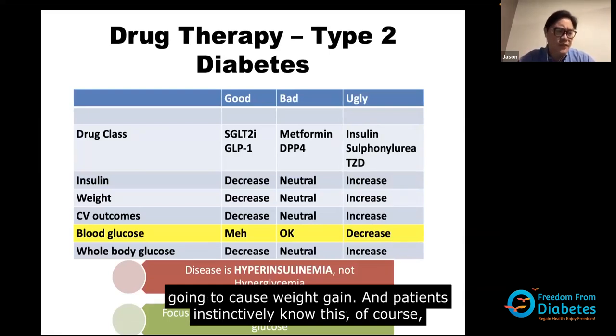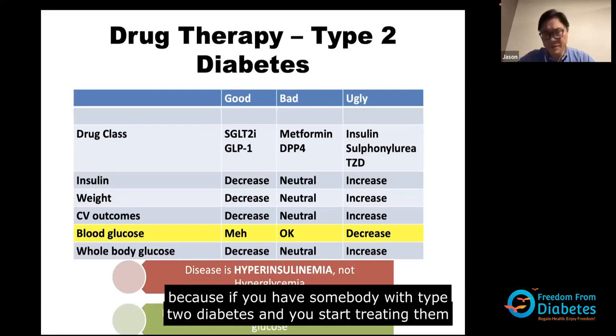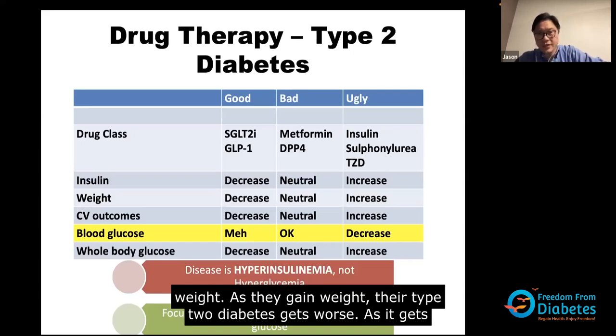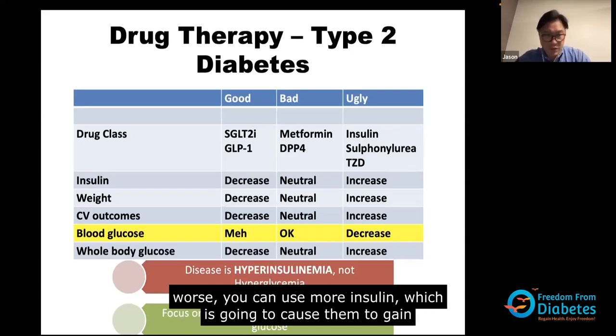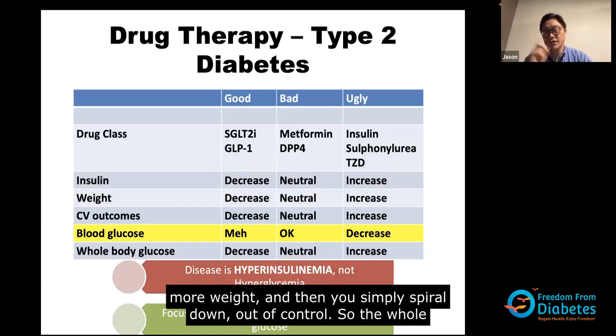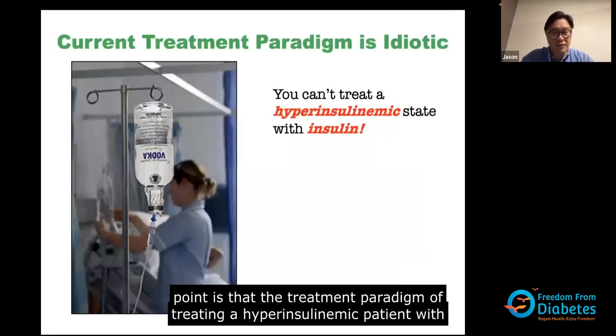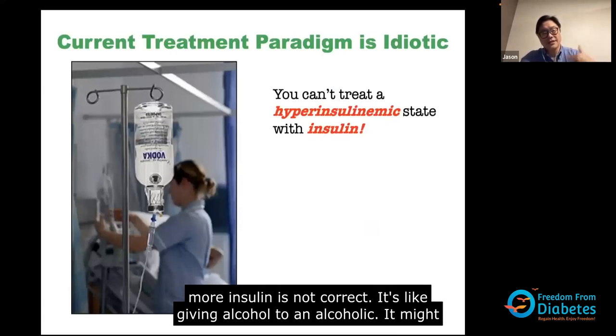And patients instinctively know this, of course, because if you have somebody with type 2 diabetes and you start treating them with insulin, well, what happens? They gain weight. As they gain weight, their type 2 diabetes gets worse. As it gets worse, you can use more insulin, which is going to cause them to gain more weight. And then you simply spiral down out of control. So the whole point is that the treatment paradigm of treating a hyperinsulinemic patient with more insulin is not correct.